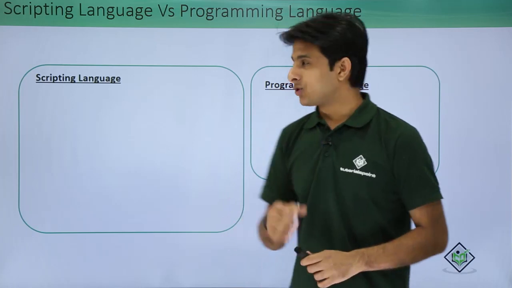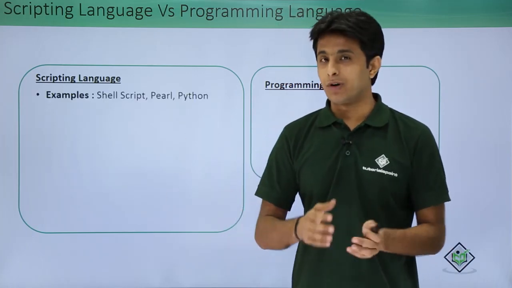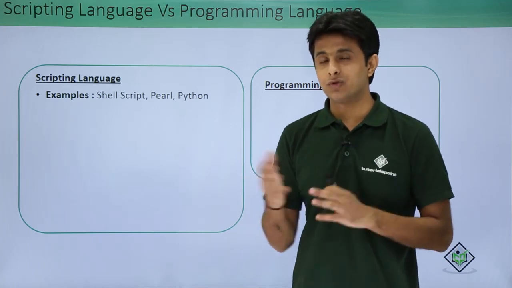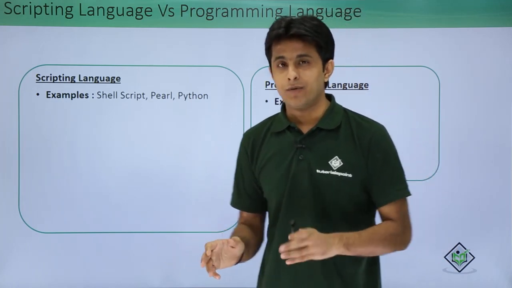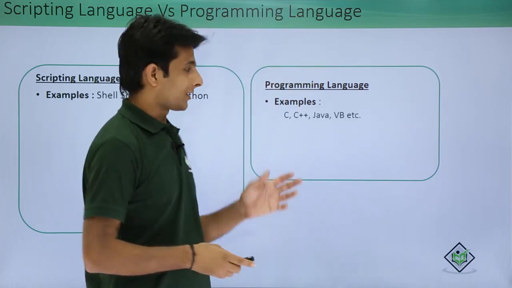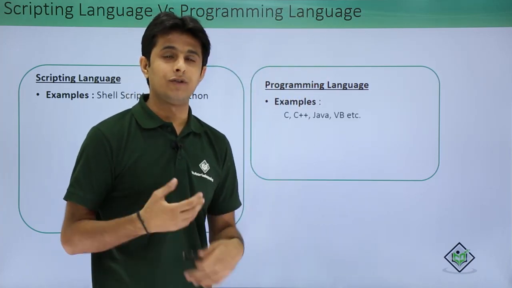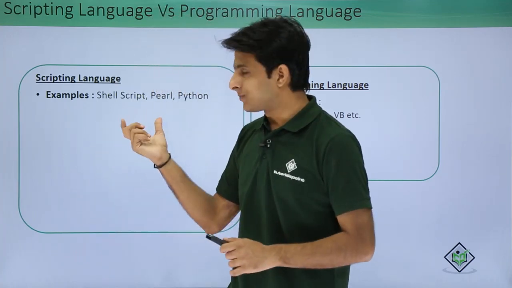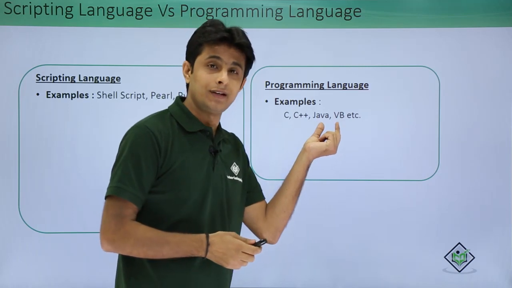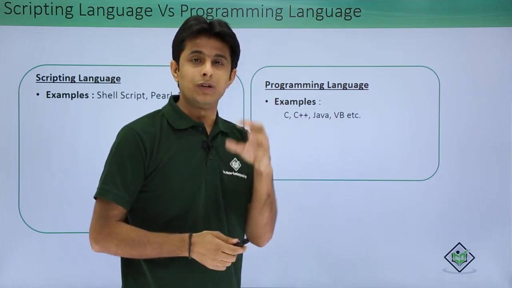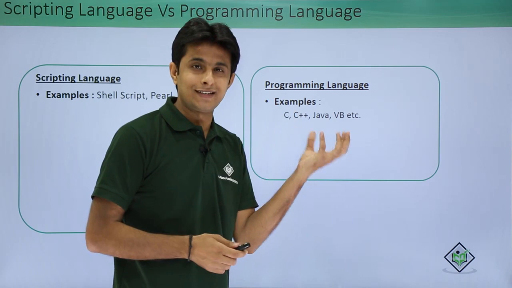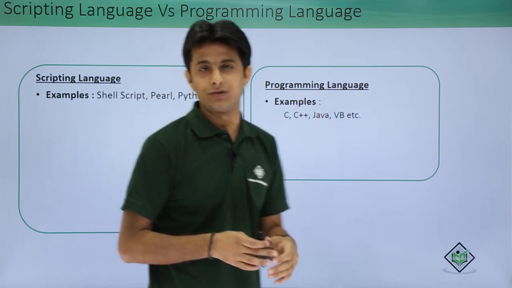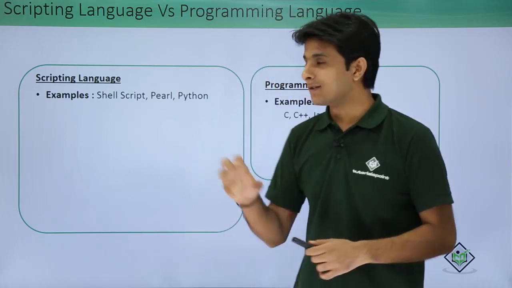What is the difference? Let me first show you some examples of scripting languages. I have shell script, Perl script, Python, Ruby and so on. There are so many scripting languages. Whereas the programming languages are some like C, C++, Java, VB, .NET and so on, many languages. Now, VBScript falls under scripting, whereas VB is a programming language. VBScript is extracted from the Visual Basic programming language, so it's a part of it.